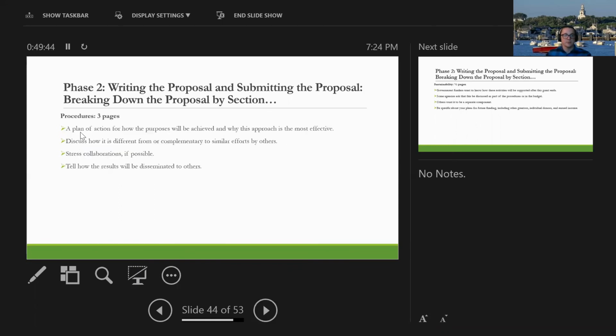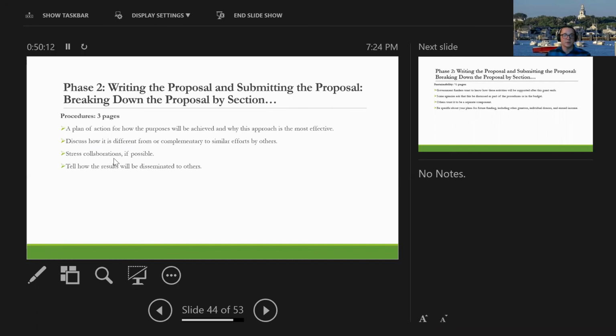Procedures is basically your plan of action for how the purposes will be achieved. Discuss how it's different or complementary to similar efforts by others. Just because someone has done something within the realm that you're proposing, maybe you're building upon it and taking it to the next level. That can happen as well. It doesn't always have to be different.